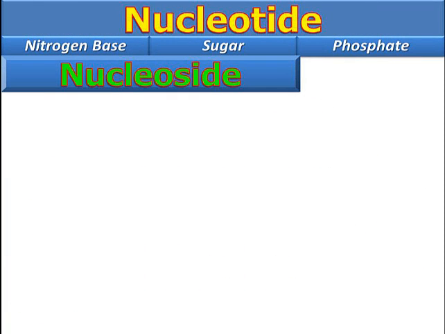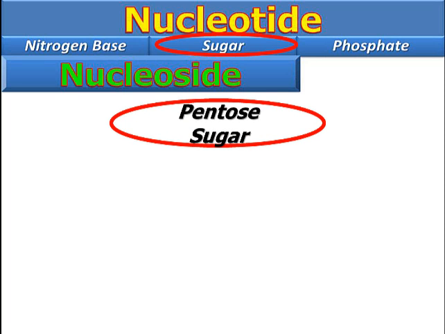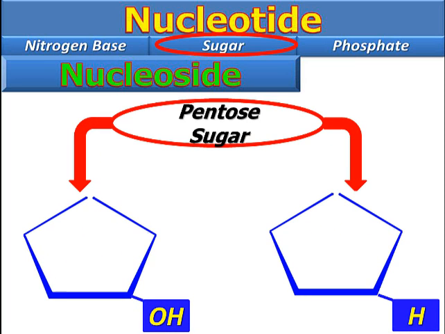So, let's have a look at the sugar part of nucleic acid structure. As we said before, this is pentose sugar. As the name implies, it contains 5 carbons. We have 2 different pentoses in nucleic acid. As you can see in the picture, the main difference between these two types is the existence of an OH or hydroxyl group in a certain carbon, on the contrary of the other one, which has just hydrogen in that position.